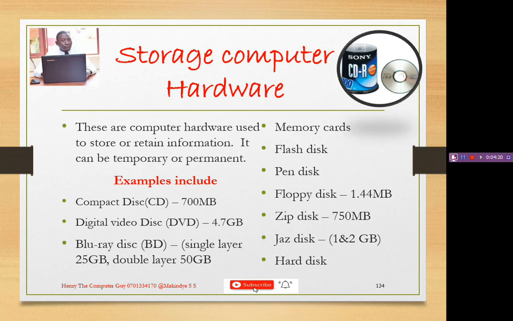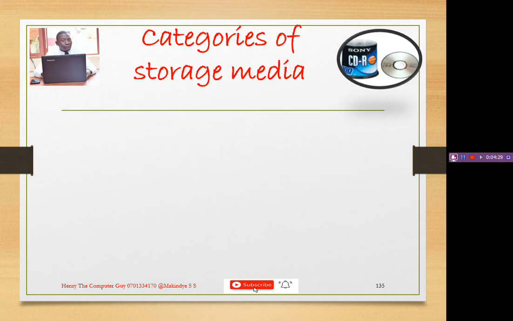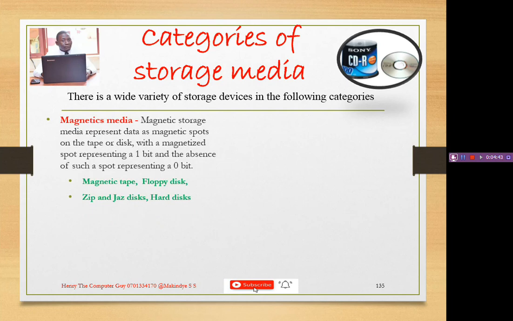Having talked about some examples of storage computer hardware, we can also look at the categories where we can put them. So, categories of storage media. They tell us that there is a wide variety of storage devices in the following categories. Remember, we have seen the examples, but where do they actually fall? So, first of all, we can talk about the magnetic media.